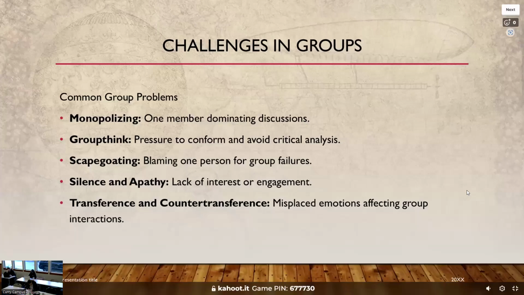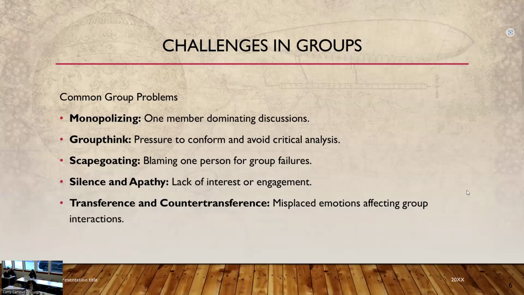Some challenges in the groups: monopolizing, where one member dominates the discussion. Groupthink, and you'll want to know this one too. Pressure to conform and avoid critical analysis. So basically agreeing with everything that the group says, and nobody speaks up. Scapegoating, blaming one person for group failures. Silence and apathy, basically a lack of interest and engagement. And transference and countertransference, misplacing emotions affecting the group interactions.